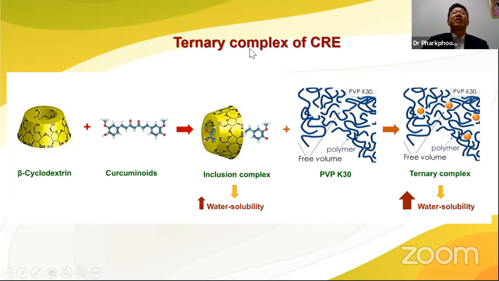What is the ternary complex? First, we have to make the binary complex with beta cyclodextrin. When curcuminoid forms a complex with beta cyclodextrin, it will be in the form of an inclusion complex, and beta cyclodextrin can increase the water solubility of curcuminoid. And after that, after we get the binary complex, we do further solid dispersion with PVP K30. And in this method, we can increase the water solubility of curcuminoid even more.